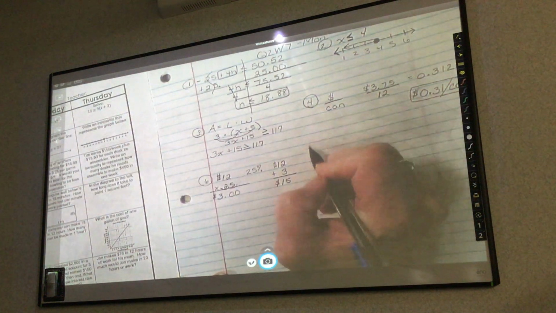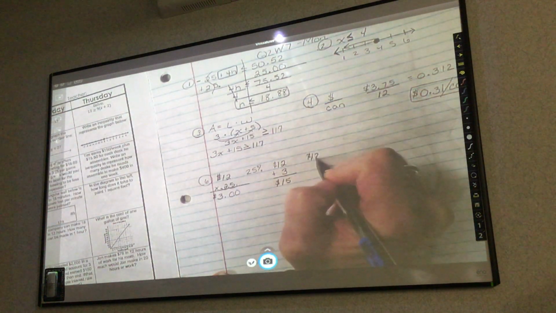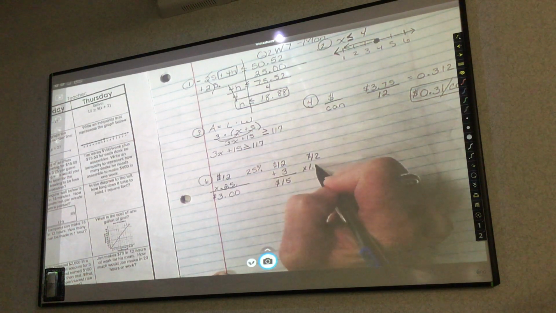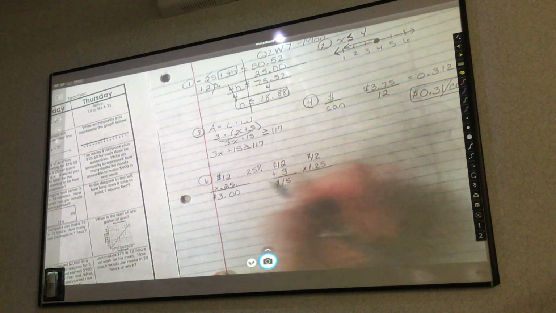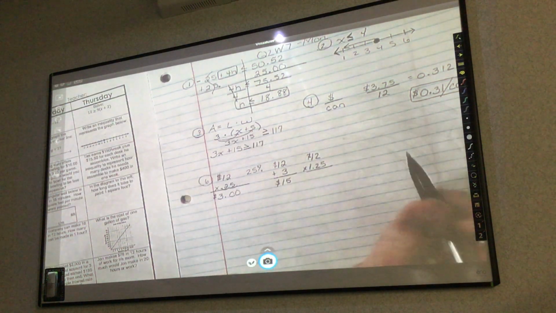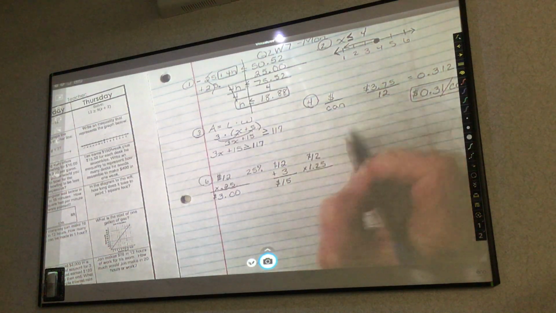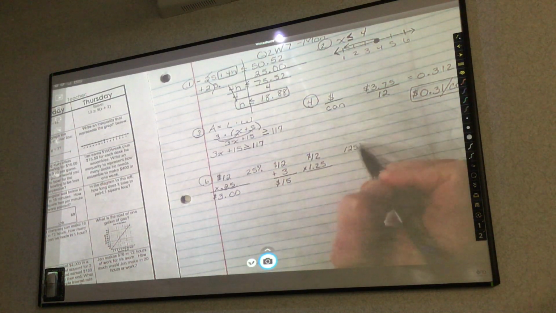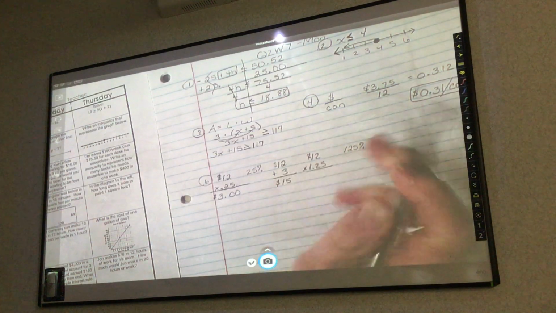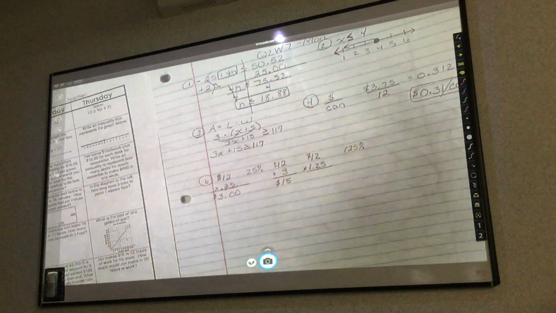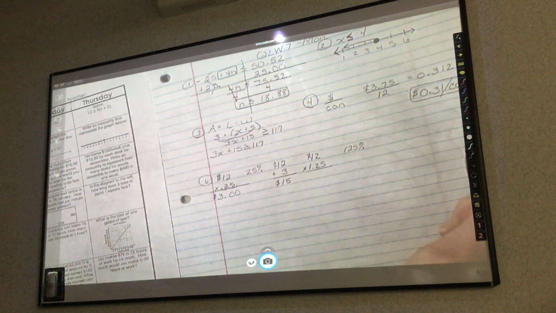You could have also done this by taking $12 times 1.25, and then I could skip the addition part. Because if I'm marking it up, I'm paying 125%. 100% is my original flat fee, the 25% is what I'm marking it up. So 100 plus 25 is 125.